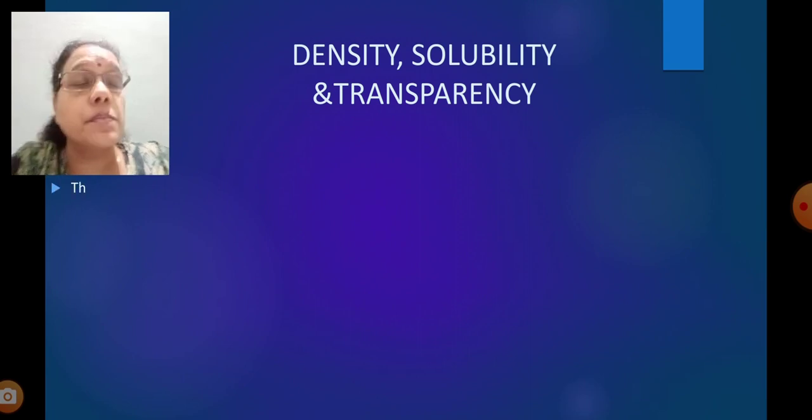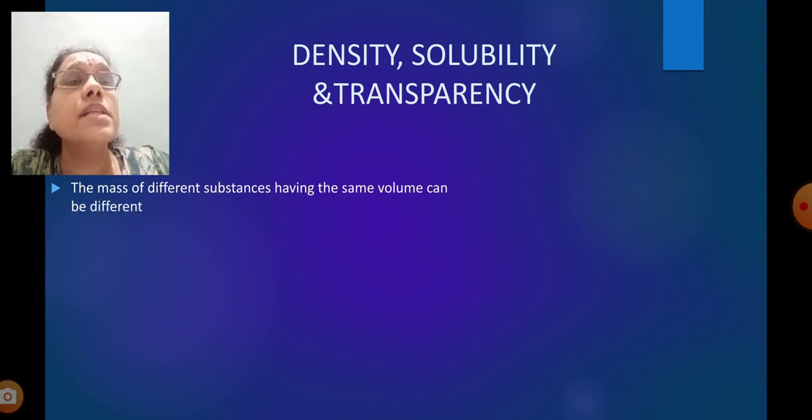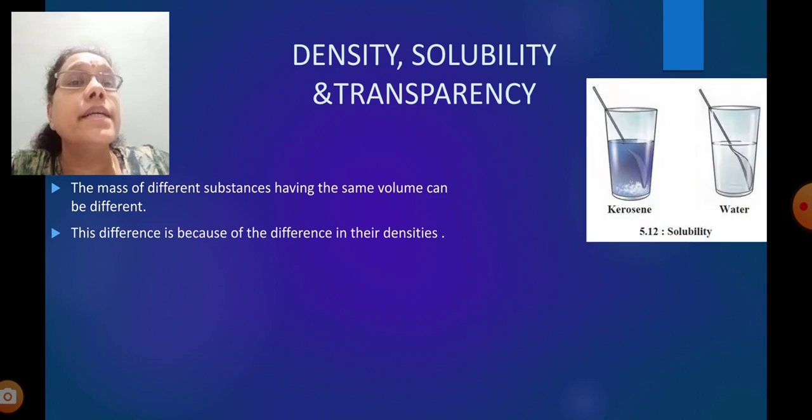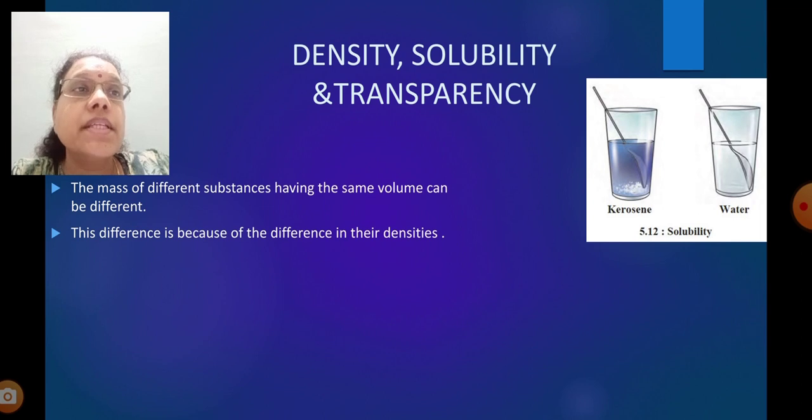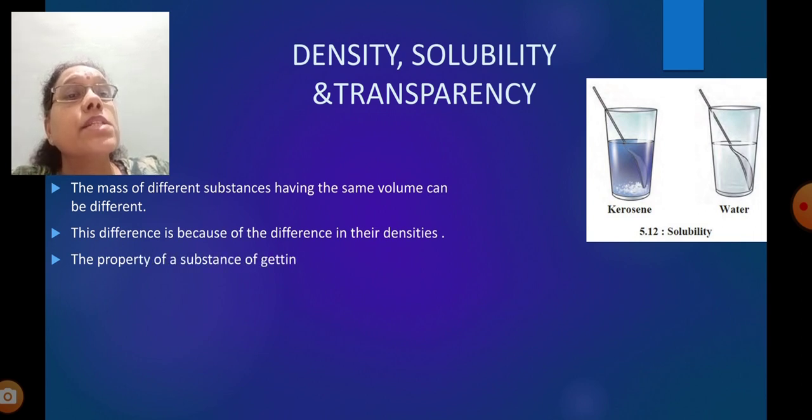Density, solubility and transparency, that is the next property. The mass of different substances having the same volume can be different. This difference is because of the difference in their densities. In the picture, two tumblers: in one tumbler kerosene is taken, in another water. Because of the difference in density, even though we mix both in the same tumbler, they will not mix with each other. You can see two layers, a water layer at the bottom and a kerosene layer at the top. That is density. The property of a substance of getting dissolved is called its solubility.